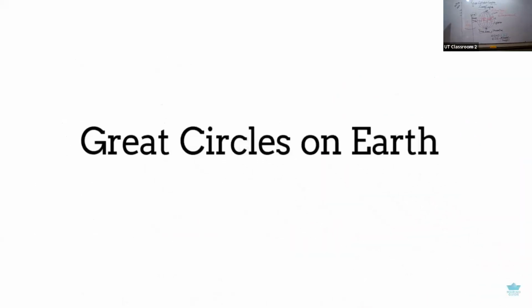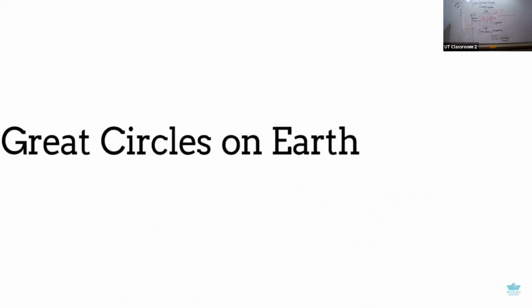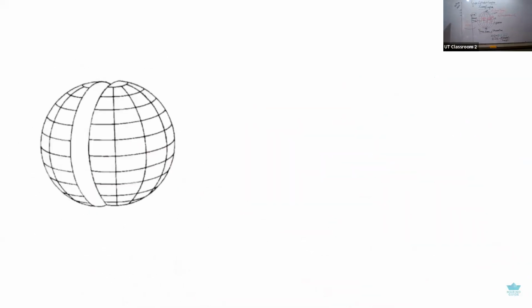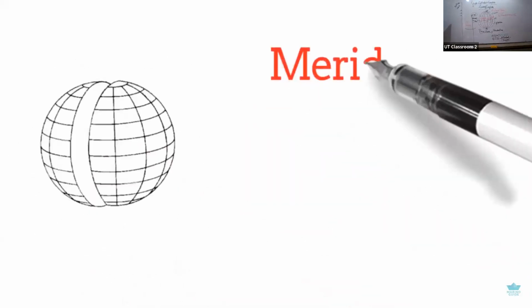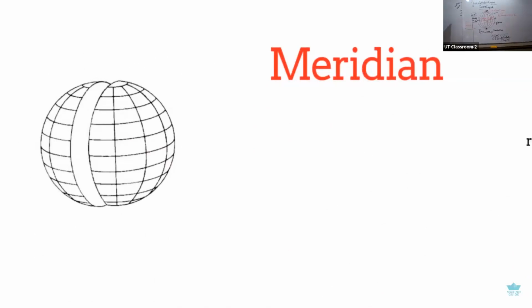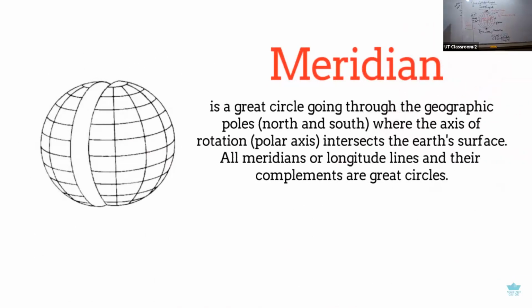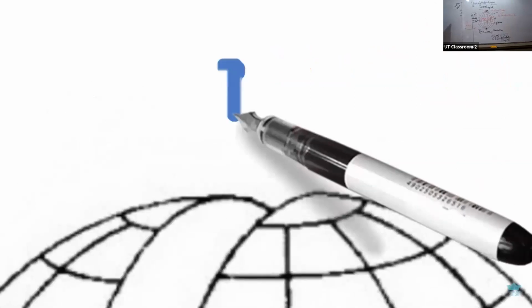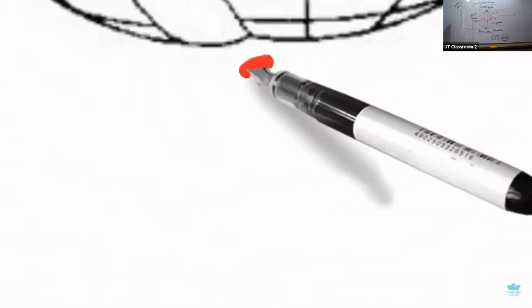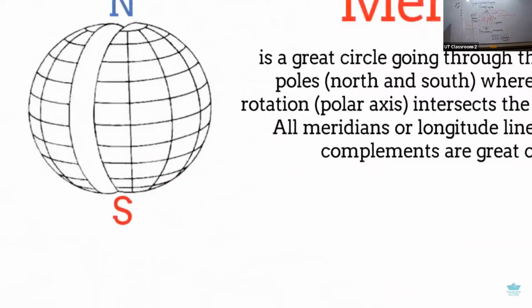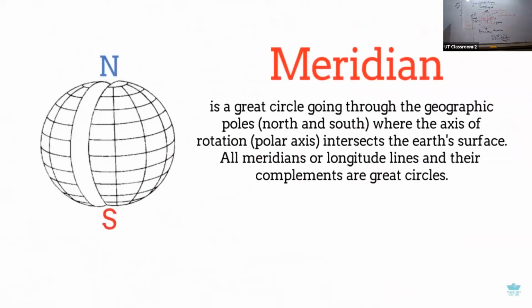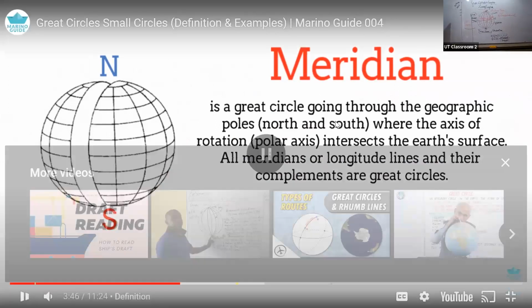Great circles on Earth. One example of a great circle is the meridian. A meridian is defined as a great circle going through the geographic poles, north and south, where the axis of rotation intersects the Earth's surface. Therefore, all meridian or longitude lines and their complements are great circles. One of the characteristics of a meridian is that it has an upper branch.